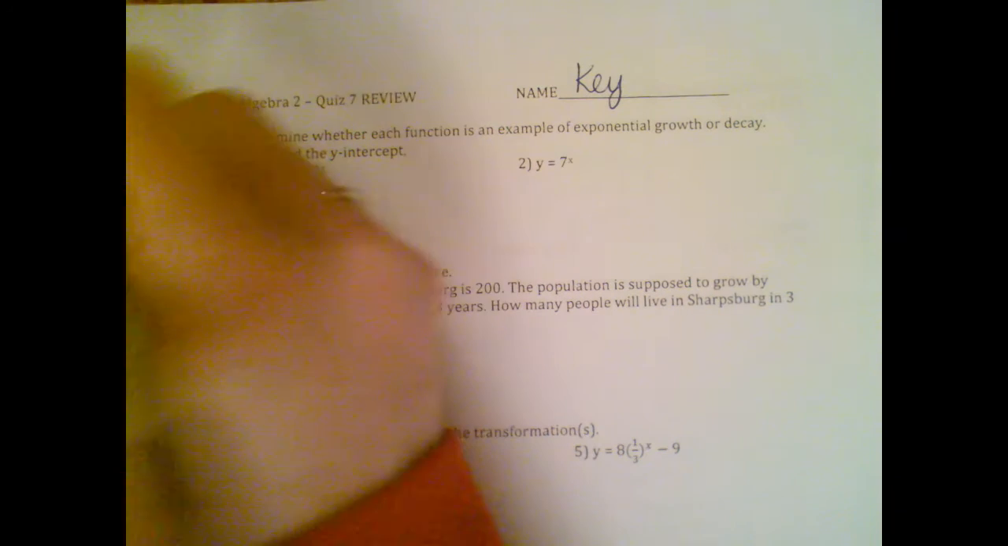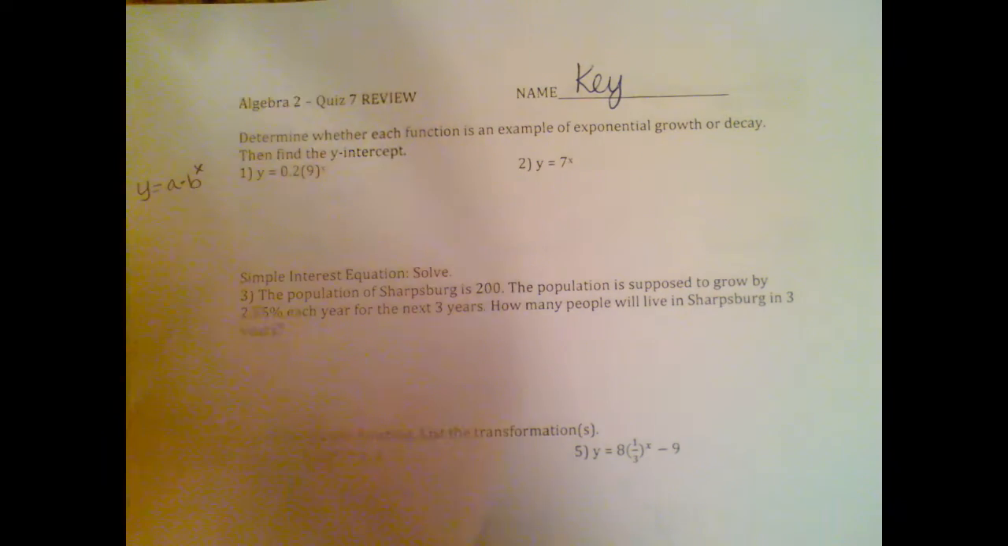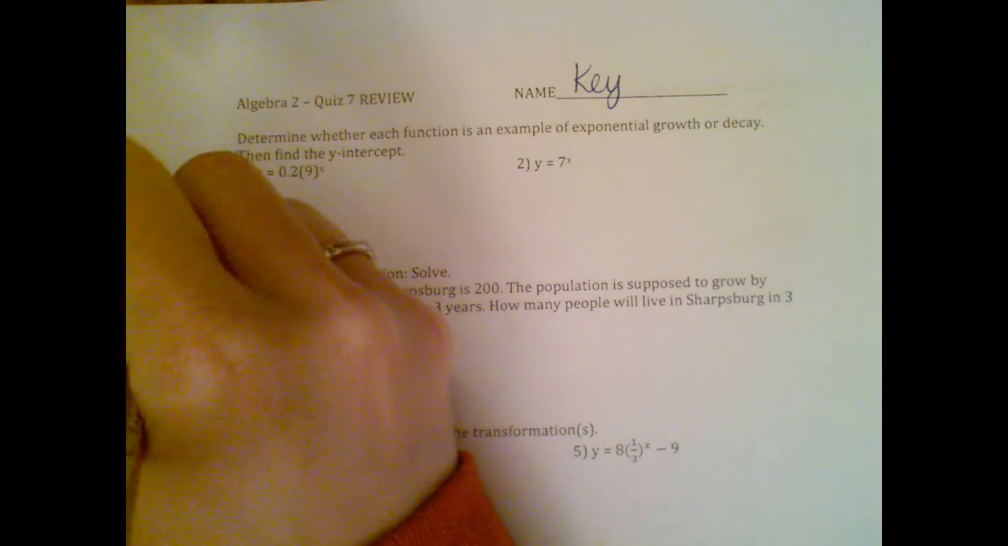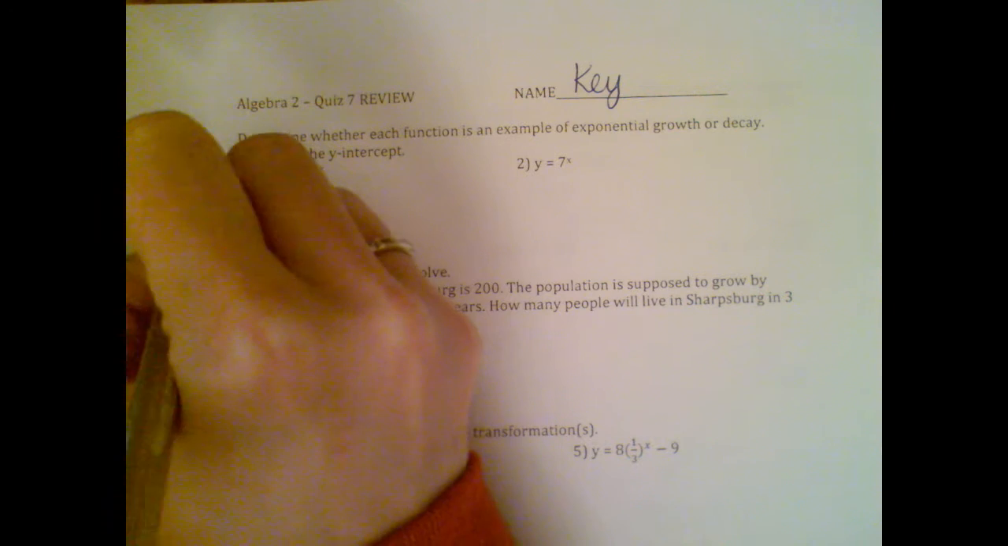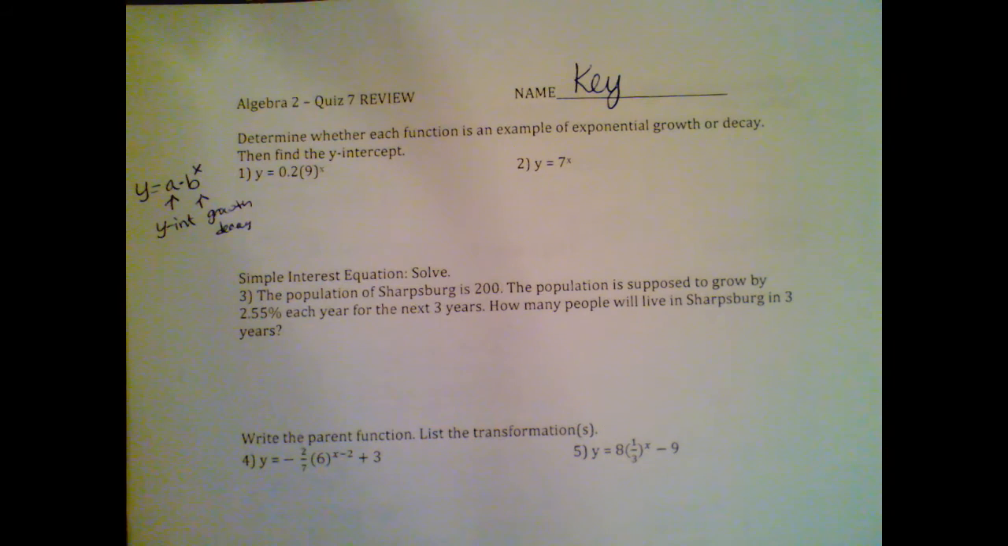So the formula that we're going to use is y equals a times b to the x power. Please make sure that you have down that this a represents the y-intercept, and the b determines whether it is growth or decay. And how we can tell the difference: if that b is a number greater than 1, it is growth. If that b is a number between 0 and 1, it is decay.